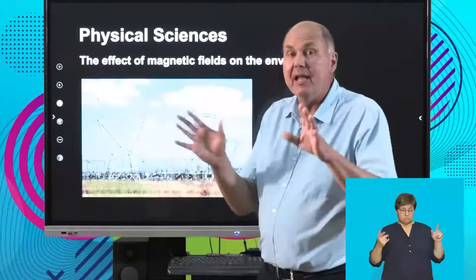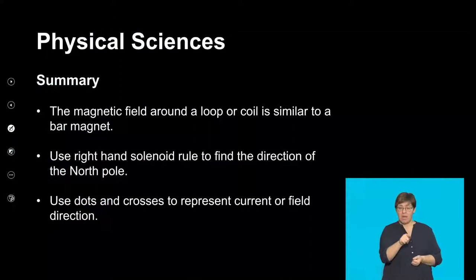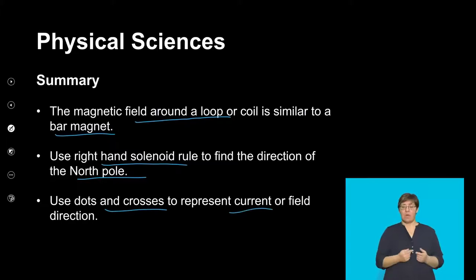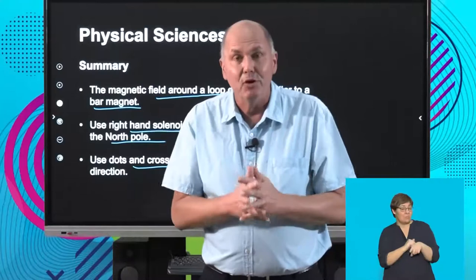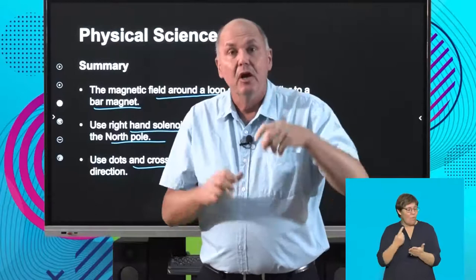We're not sure. Quick summary. Remember that the magnetic field around a loop is similar to a bar magnet. We use the right-hand solenoid rule to find the direction of the North Pole. And we can also use crosses and dots to show what's happening to the field lines. Please make sure you practice these. And don't forget that you need to always revise.